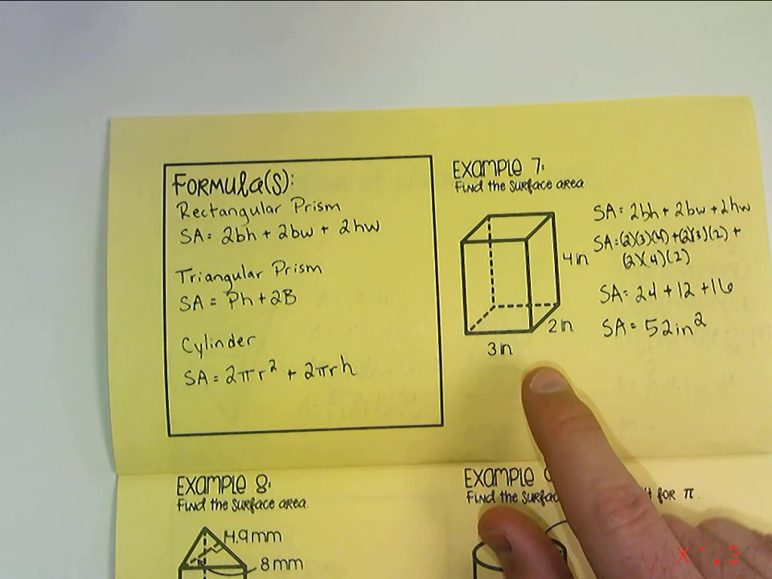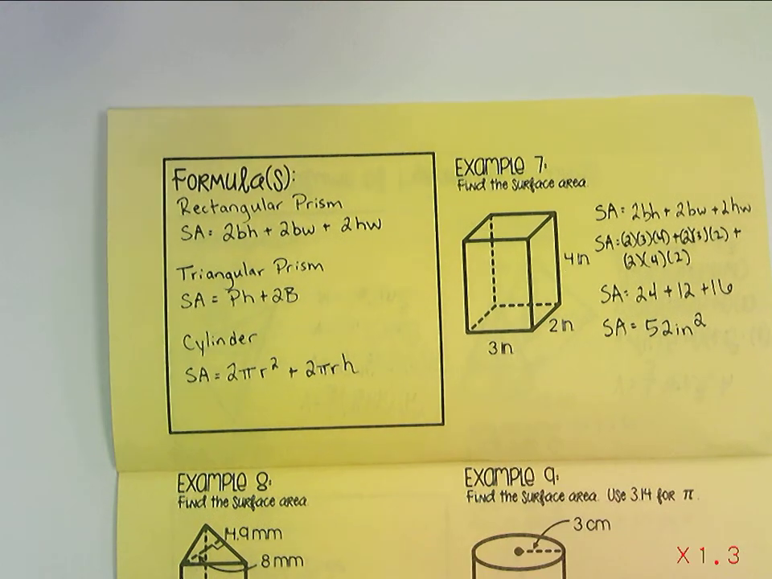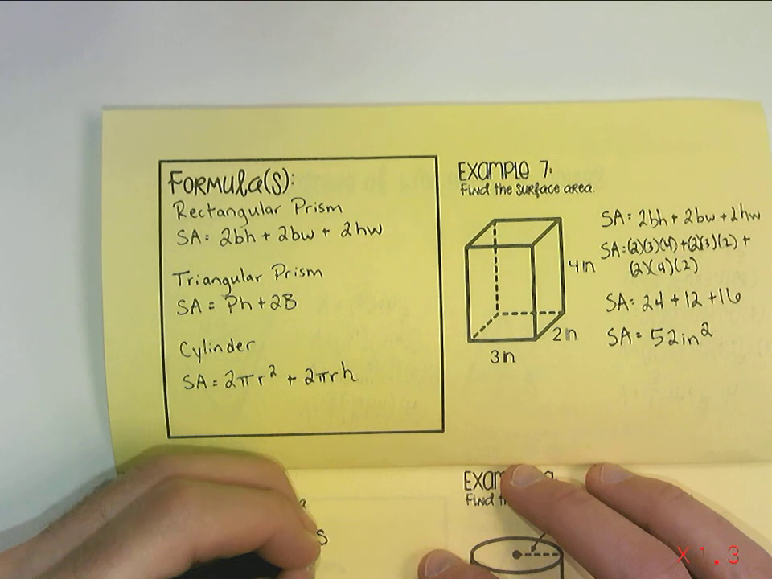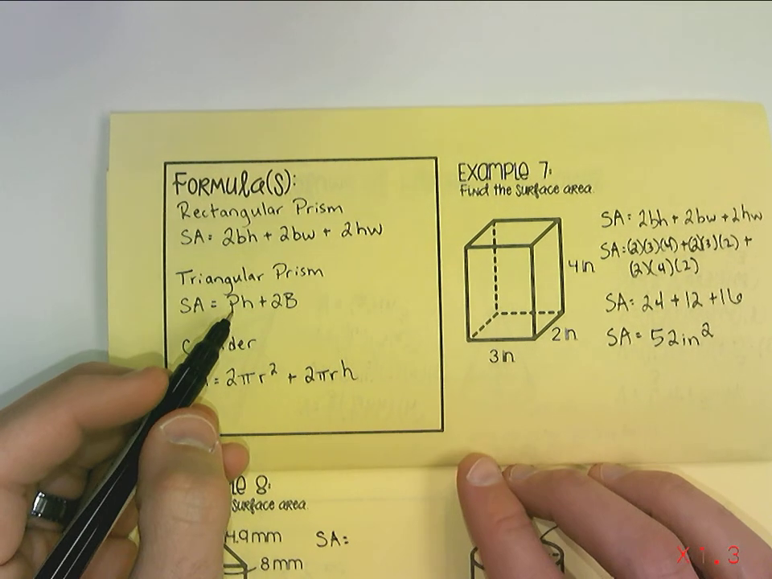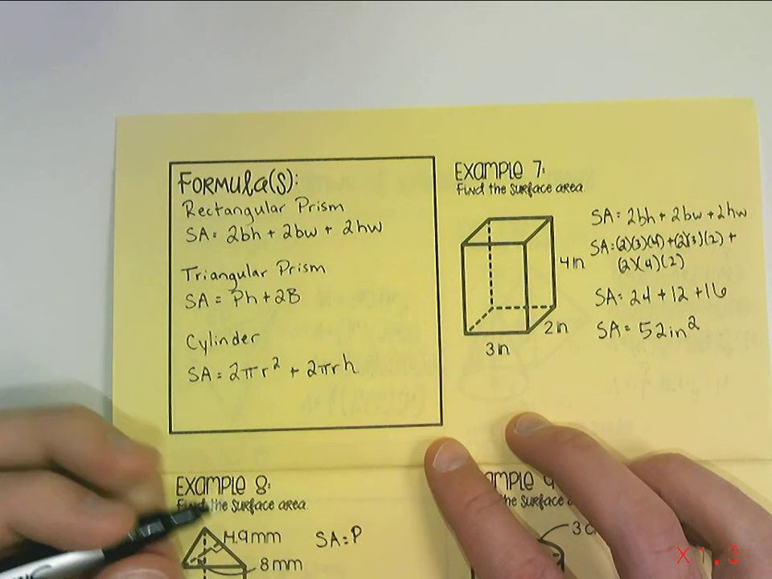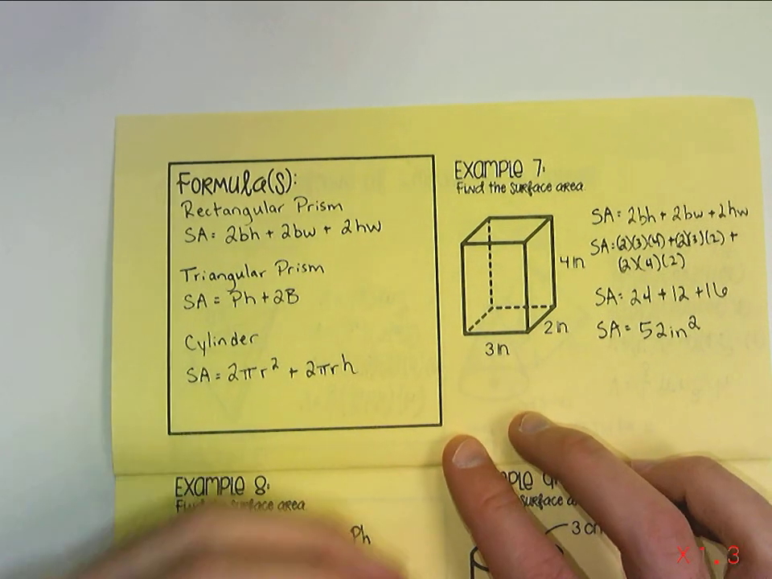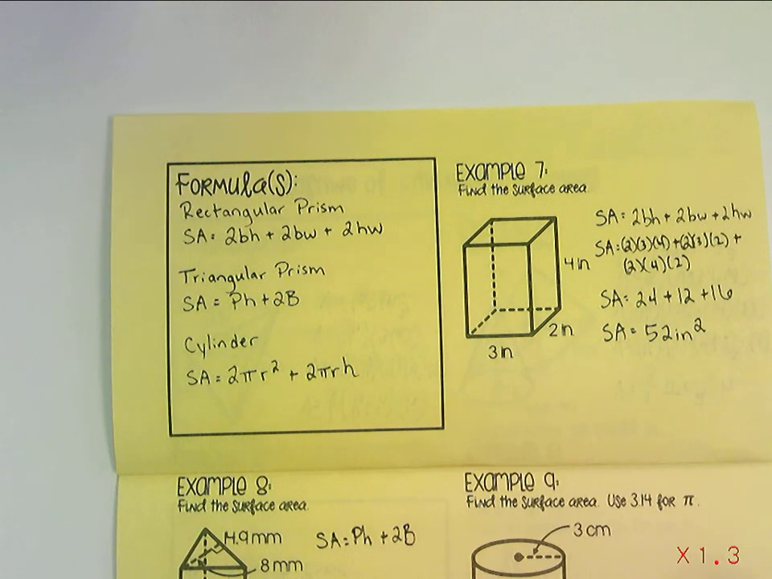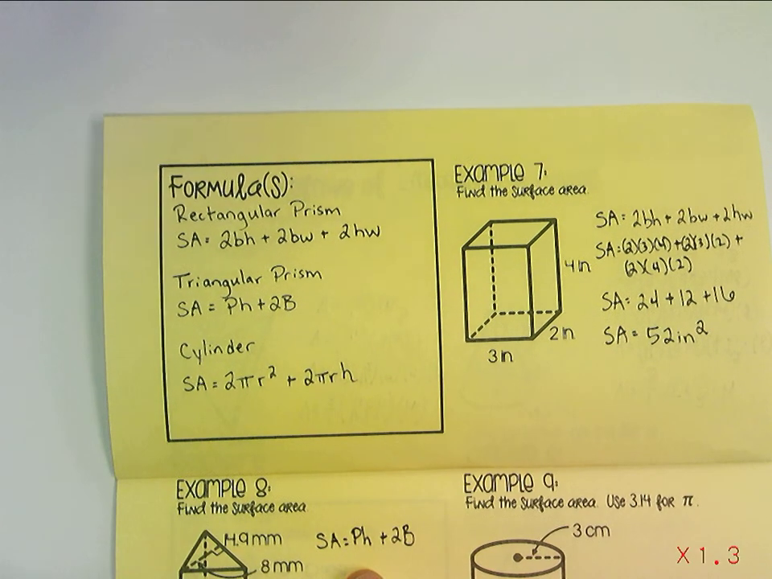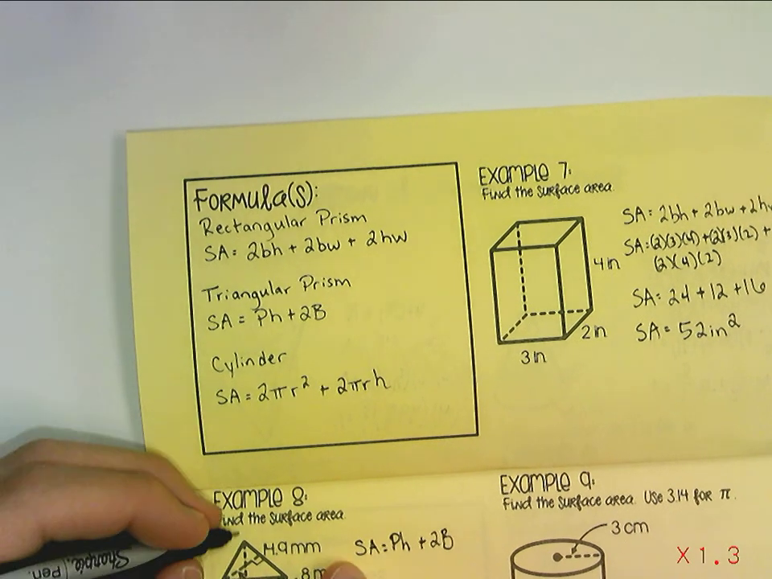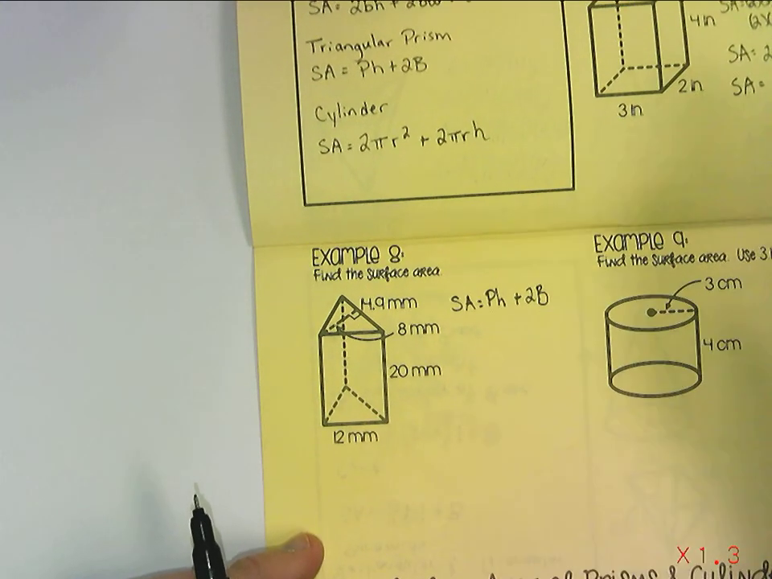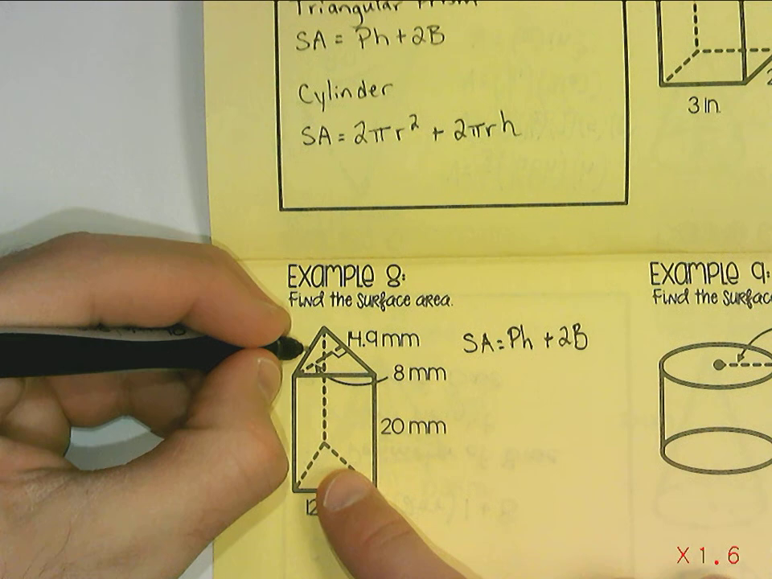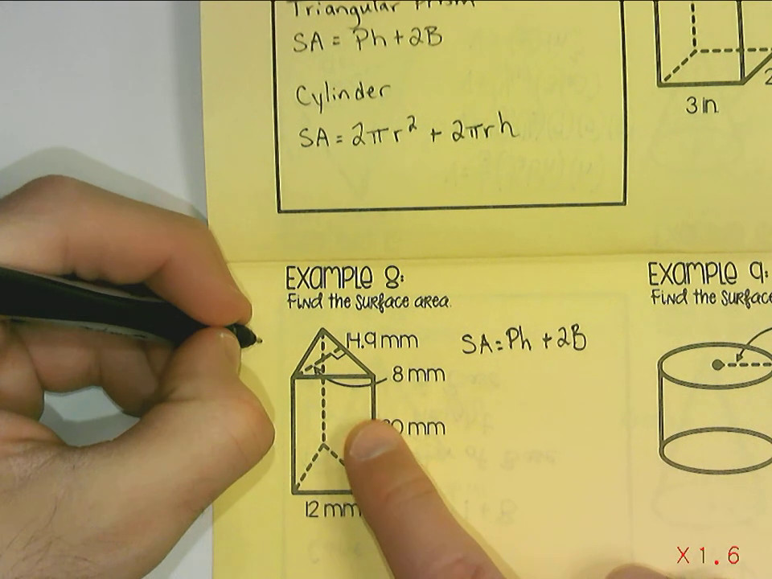Alright, so that is the surface area of a rectangular prism. The next one, the triangular prism, is going to be a little bit different. So surface area equals, and our formula's up here, the perimeter of the base times the height plus 2 times the area of the base. So one number that we're missing here, we don't have this length of this side down here. I'm going to tell you that it's 10.